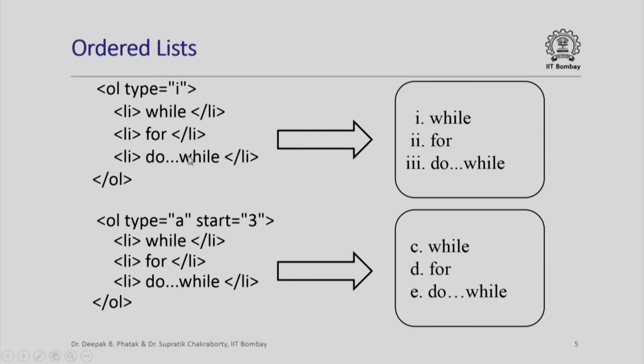Here is an example. I want to put while, for, do while as 3 entries in an ordered list Roman 1, 2, 3. I simply say type is equal to I. Please note I am not saying start because the default is 1. Here is another example, type equal to A, start equal to 3, where I put the same words while, for, do while, but notice how they appear. They appear as C, D, E, and that is because the start point is written as 3, whereas the type is an alphanumeric ordered list.